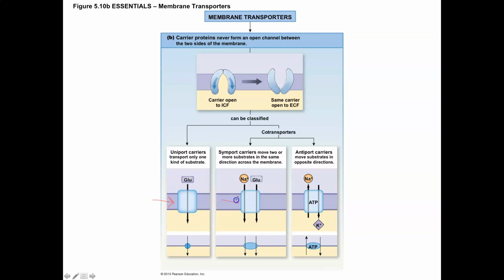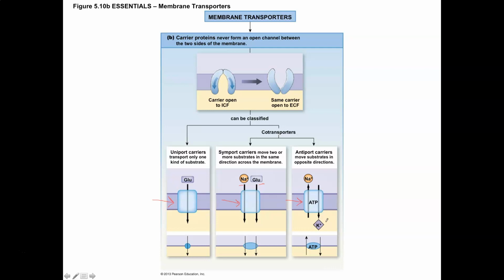Here we have a carrier protein that's moving both glucose and sodium across the plasma membrane. Here we have a carrier protein moving sodium across the plasma membrane in one direction and potassium across the plasma membrane in another direction. So we have different types of carrier proteins that are going to be involved in moving molecules, ions, etc. across the plasma membrane. So we can categorize these carrier proteins.